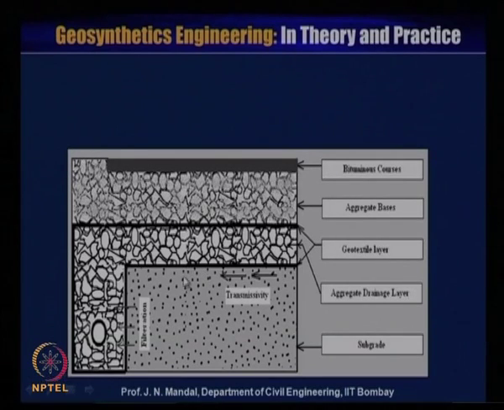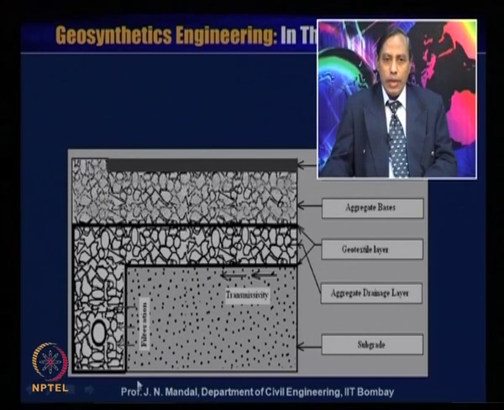This is another system you can use for the pavement. This is the bitumen course, this is the aggregate base, and this is the geotextile layer. You can see that the geotextile layer is placed like this, and like this, and the aggregate drainage layer is placed, and here is a pipe, which is optional.